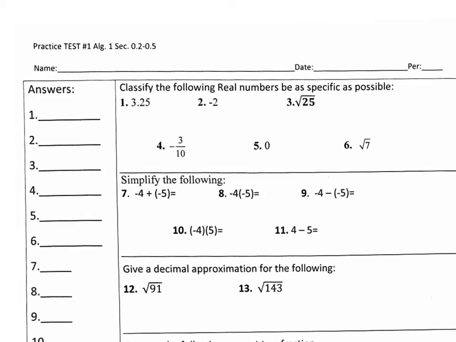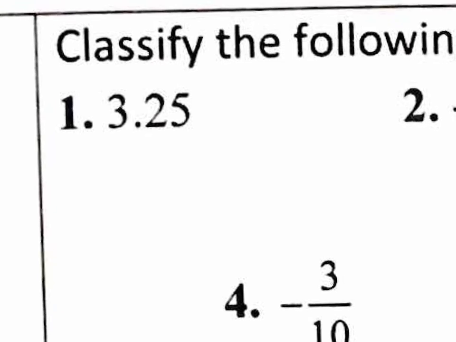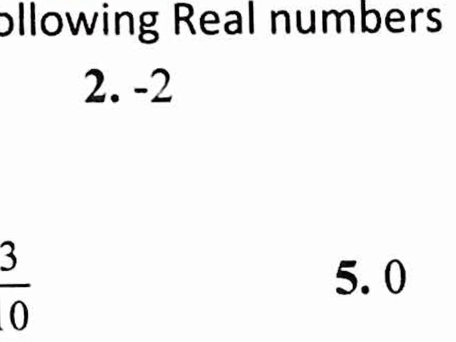But the first part of the test will be classifying real numbers. So number 1, 3.25. Is that a crazy decimal that you don't understand? No, that makes sense. What do we call that decimal? Rational. Any fraction or decimal that makes sense, we call it rational. Let's move on to number 2. What would you classify -2 as? Integer.